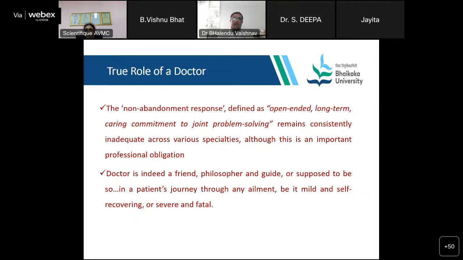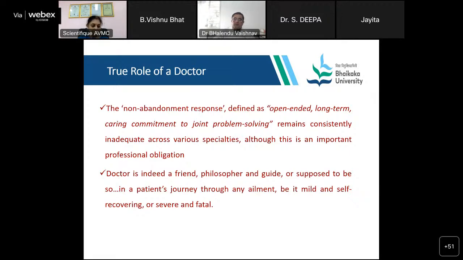It's a long-term caring commitment, combined problem solving, because a doctor is indeed a friend, philosopher, and a guide, or at least supposed to be so, in the patient's journey through any ailment, be it mild and self-limiting or severe and fatal. By friend, we mean somebody who walks by us, with us, by our side. A philosopher is one who walks by our side but has a higher understanding. He gives an insight. And a guide is one who shows us the path.